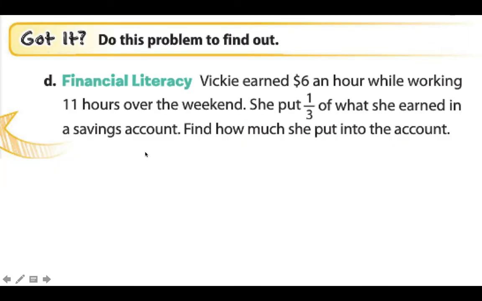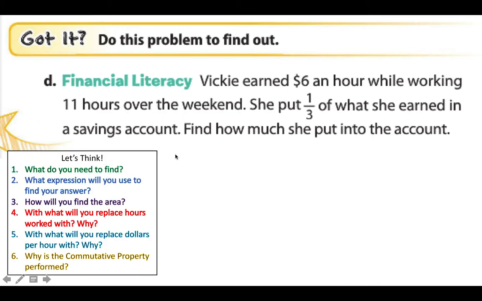Try this last problem on your own, and we'll see how you do. Okay, so we're going to ask questions the same way we did before. Vicky earned $6 an hour while working 8 hours over the weekend. She put 1/3 of what she earned in a savings account. So, what do we need to find? We need to find how much she put into the account.